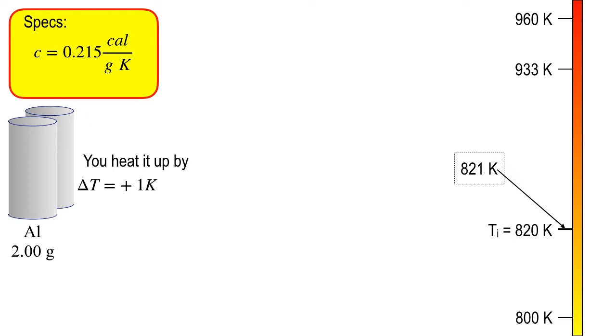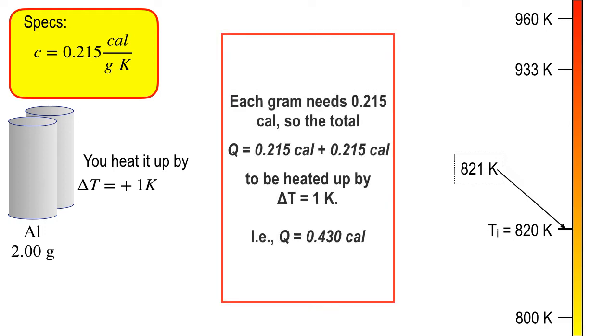Your first smidgen up 1 Kelvin, each gram needs 0.215, so the total is 0.215 plus 0.215, one for each gram. You're going up 1 Kelvin, but you got 2 grams, so you have to double. 1 gram would just be 0.215. But if you got 2 grams, they each need 0.215, so the total is 0.430.